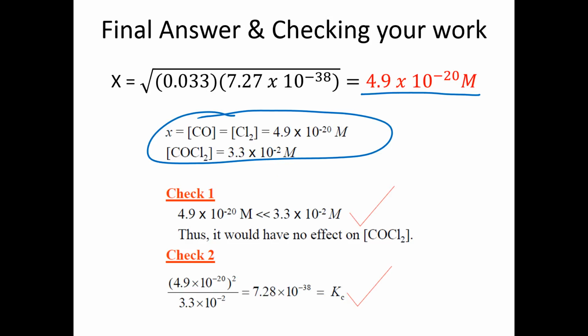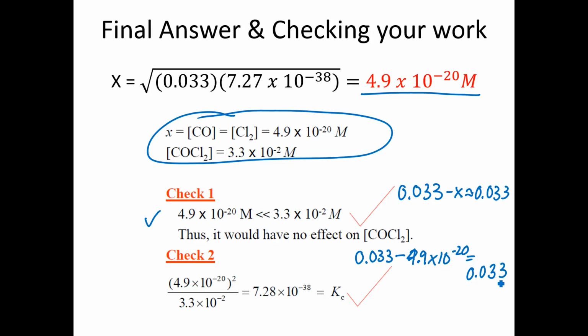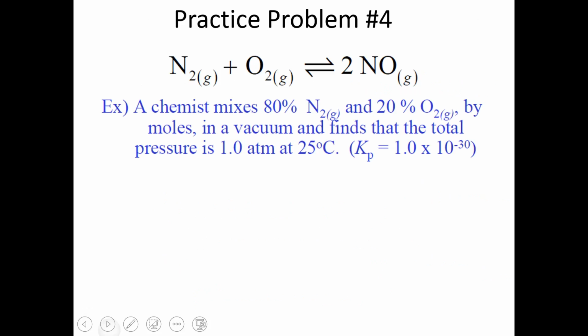And it's good to check your assumption. You know, we made this assumption that 0.033 minus x is basically just 0.033. And we can check that assumption by plugging this in your calculator. 0.033 minus 4.9 times 10 to the negative 20th is going to be 0.032999999. So it is still 0.033. So that was a good assumption. That's always good to go back and check.